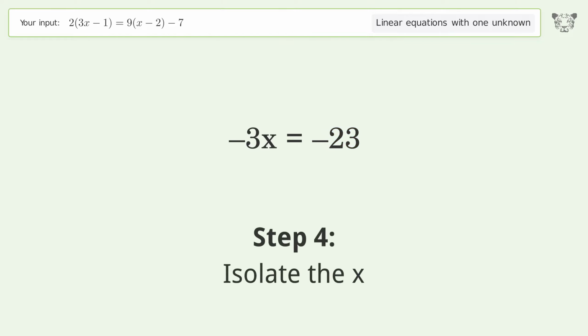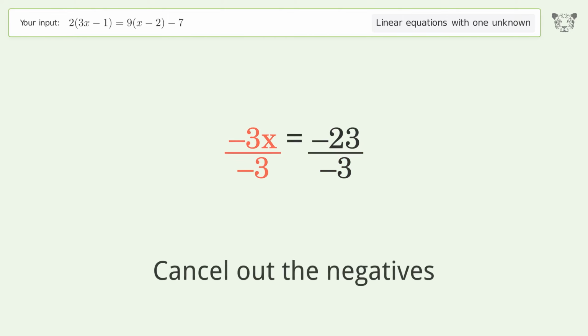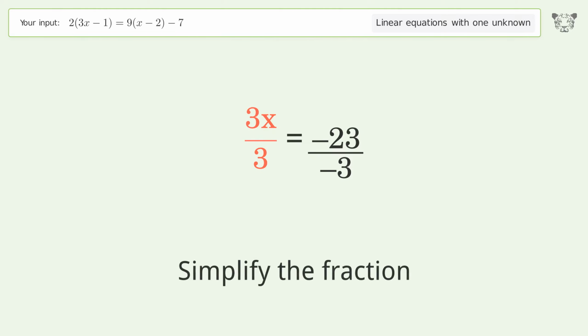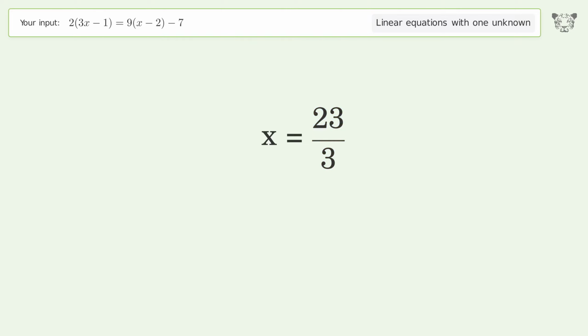Isolate the x. Divide both sides by -3. Cancel out the negatives. Simplify the fraction. Cancel out the negatives. And so the final result is x equals 23/3.